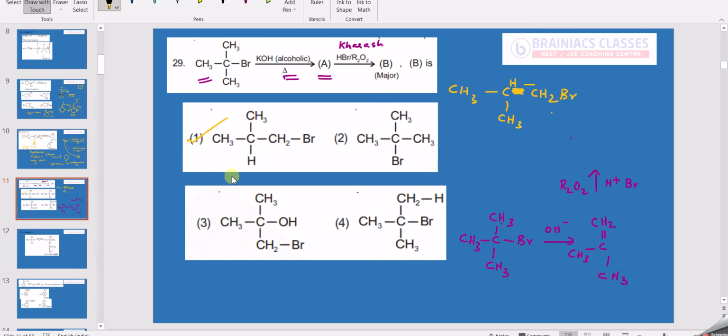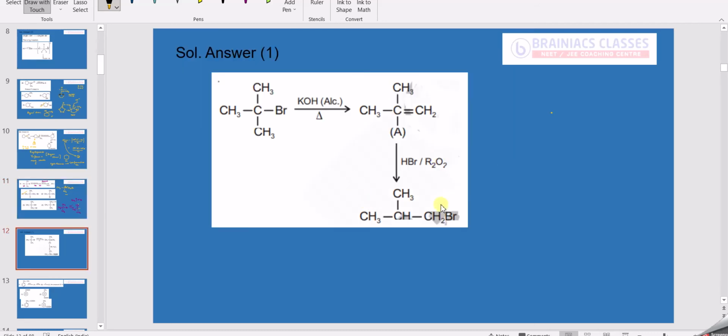Hello, dear students. This is called anti-Markovnikov's addition. Here the mechanism is free radical mechanism. So in normal Markovnikov's addition, what will happen? The less hydrogenated carbon atom will have the halogen coming there, and the most hydrogenated carbon will have the hydrogen. But in anti-Markovnikov's, the opposite will happen. That is, the least hydrogenated carbon atom will have the halogen coming, and the most hydrogenated carbon will have the hydrogen coming. So this is called anti-Markovnikov's addition. So I hope option 1 is the correct answer. Clear?